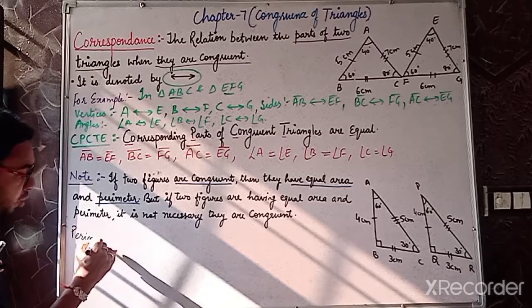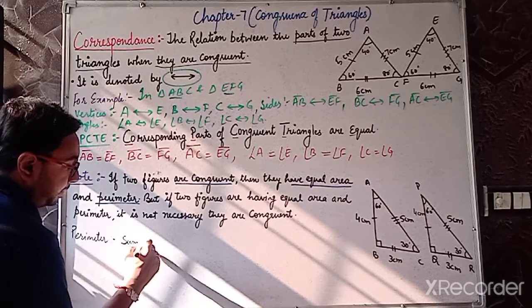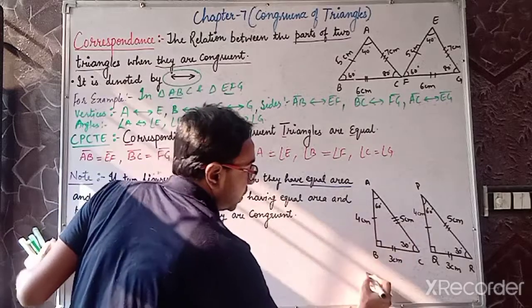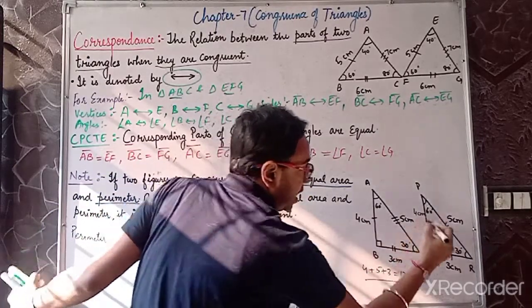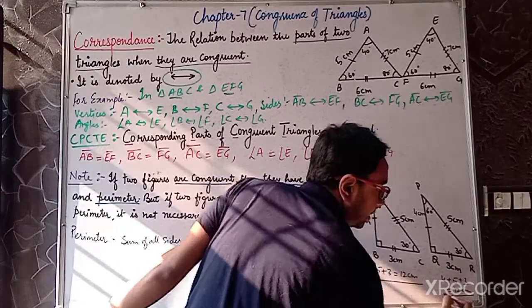The two figures are congruent. Yes or no? So perimeter is the sum of all sides. If I talk about 3 plus 5 plus 4, we are getting 12 centimeter perimeter. Here also, 5 plus 3 plus 4, again we are getting 12 centimeter perimeter.